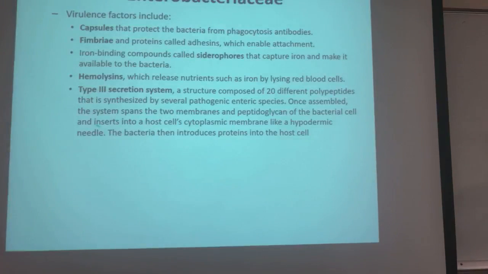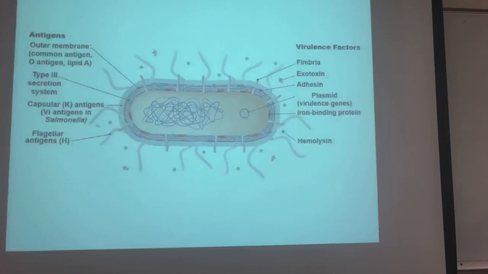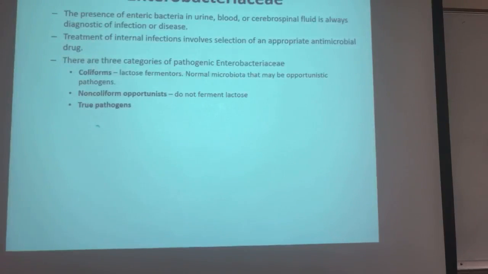Let's see, we don't need to know all this minutia here. You see how it's all about capsules, fimbriae, hemolysins, all this stuff. I put this here because it is interesting, but you don't need to spend a lot of time learning about all the virulence factors that we discussed. Again, the Enterobacteriaceae include coliform bacteria, which are lactose fermenters, non-coliform opportunists, and the true pathogens.